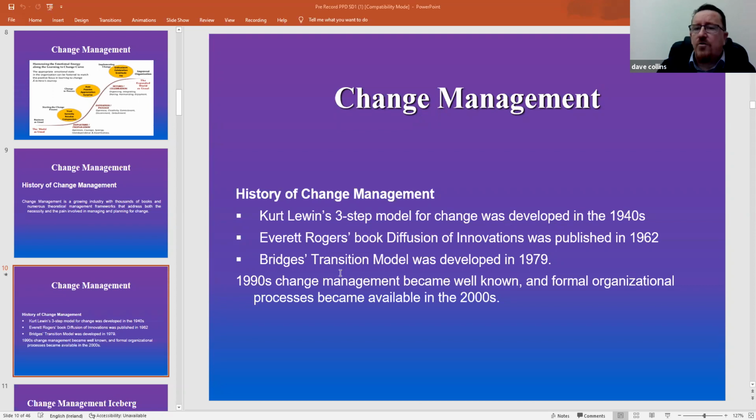So there are three theories there for you: Kurt Lewin's, Everett Rogers', and Bridges' transition model. Have a look at them. I'm sure there'll be interesting reading in all of them. Look them up on Google, see what they say, see if you can get some information from them.